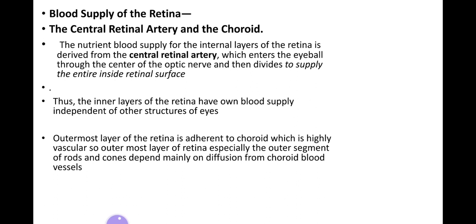However, the outermost layer of the retina is adherent to the choroid, which is highly vascular. So, the outermost layer of the retina, especially the outer segment of rods and cones, depends mainly on the diffusion from the choroid blood vessels.